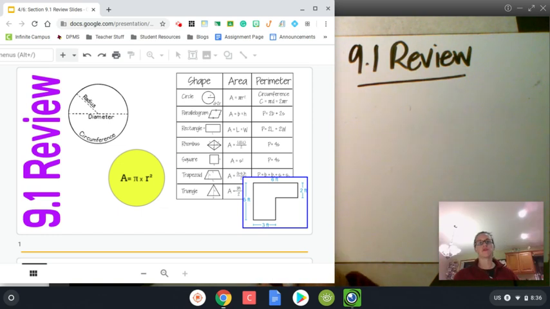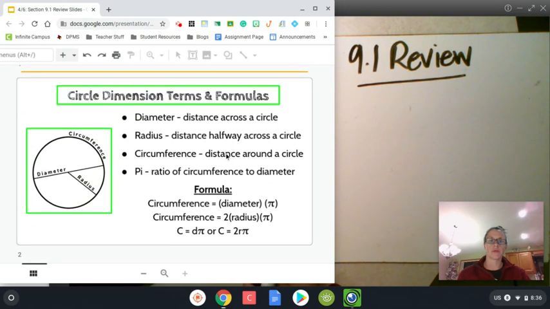I'm going to do a quick review over Section 9.1. Section 9.1 covered the circumference of a circle, area of a circle, and then the last section was on the area of composite shapes. So a couple of reminders.